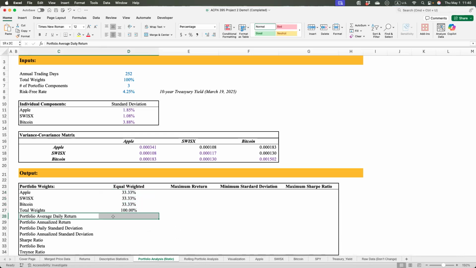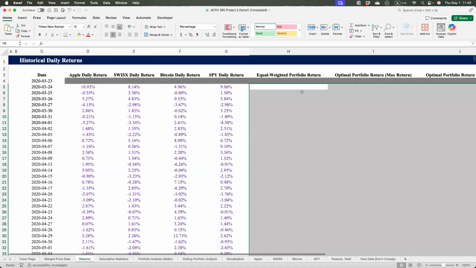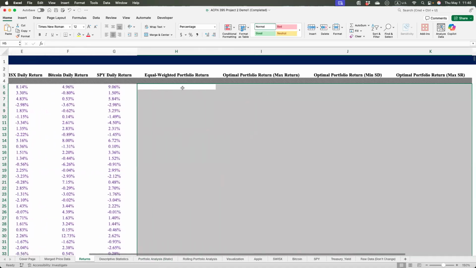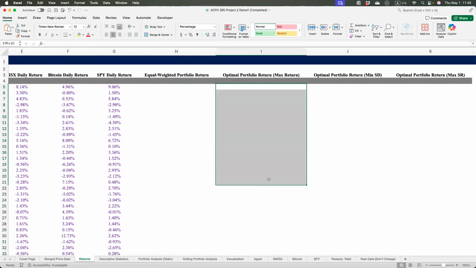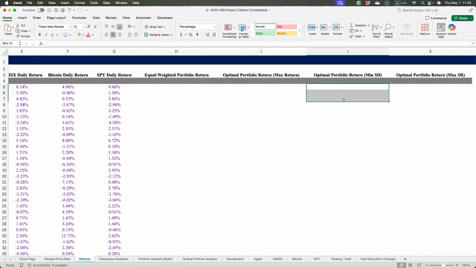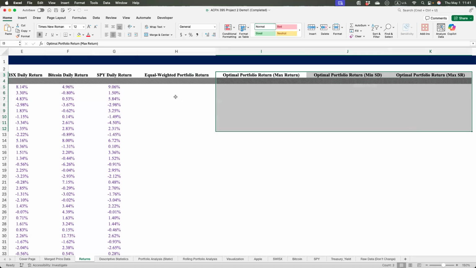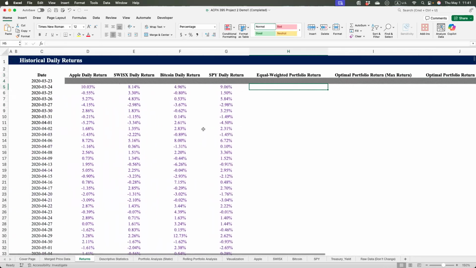So in order to get average daily return, you have to go back here. You see, I already set up the columns for my demo file. This column will be the equal weighted portfolio return. This column will be the optimized portfolio with the max return and the same risk. This is the optimal portfolio with the same return and minimum standard deviation, which is the risk. This is the one with the maximized Sharpe ratio. Make sure you read the guideline file, okay? You need to understand why you are calculating these three, and what the conditions or constraints are for the three optimized portfolios. So first, let's calculate the equal weighted portfolio return.